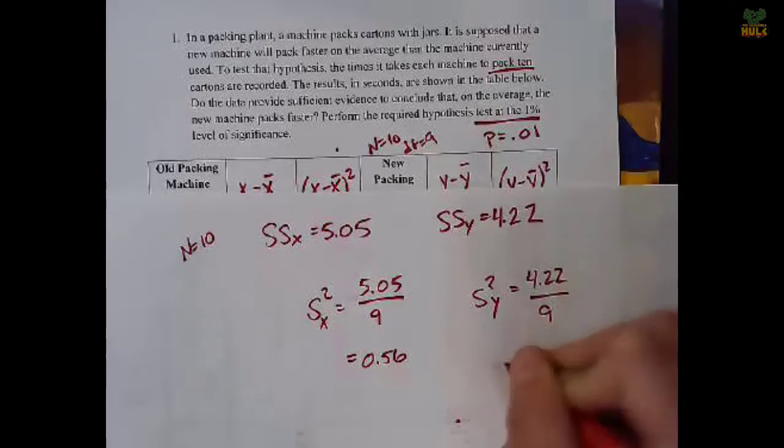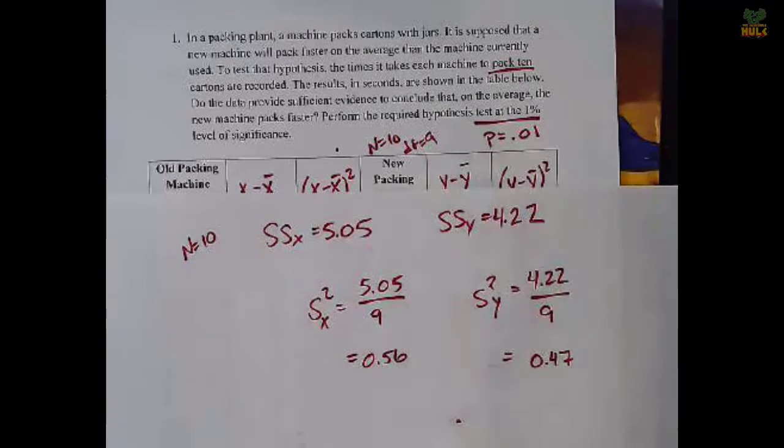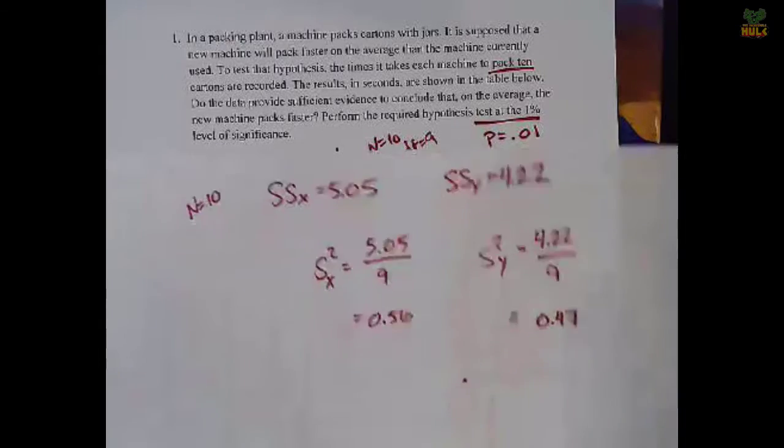4.22 divided by 9 is equal to 0.47. Remember that if we were doing standard deviation, we'd take the square root of this, but we need to do pooled variance next, so we don't want to take the square root of that. In fact, let's just use this piece of paper right here to get pooled variance.